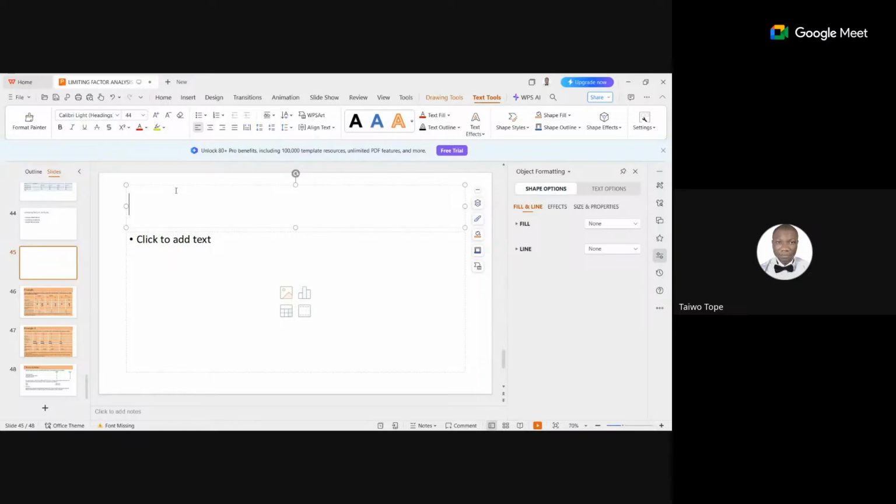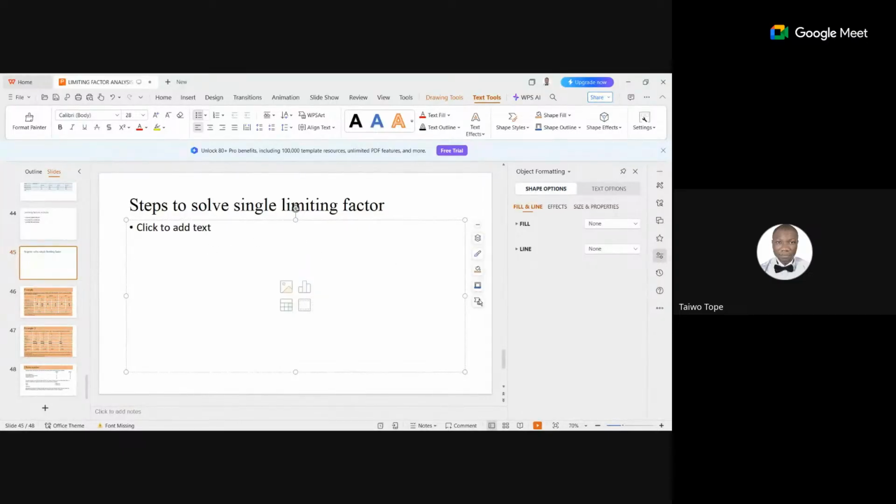So we have steps to solve a single limiting factor. Number one step is for you to identify the limiting factor. Now, when you read a question, you must take note of certain verbs and nouns in the question. They will not tell you that this is the limiting factor. They can just say that the maximum labor hour is this.